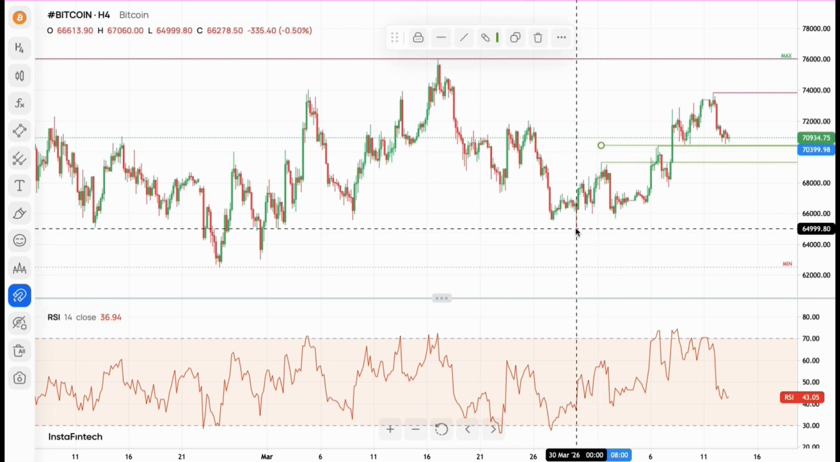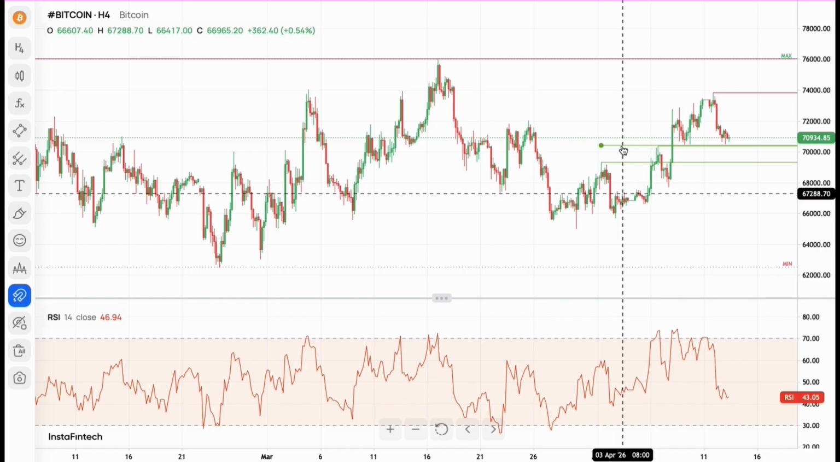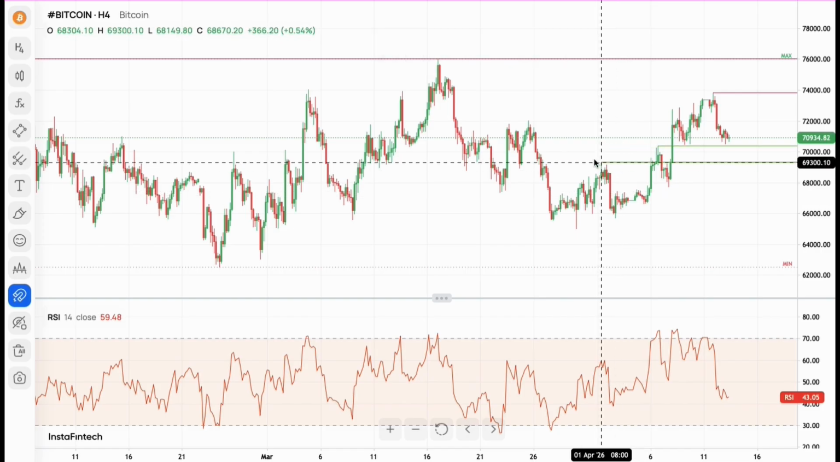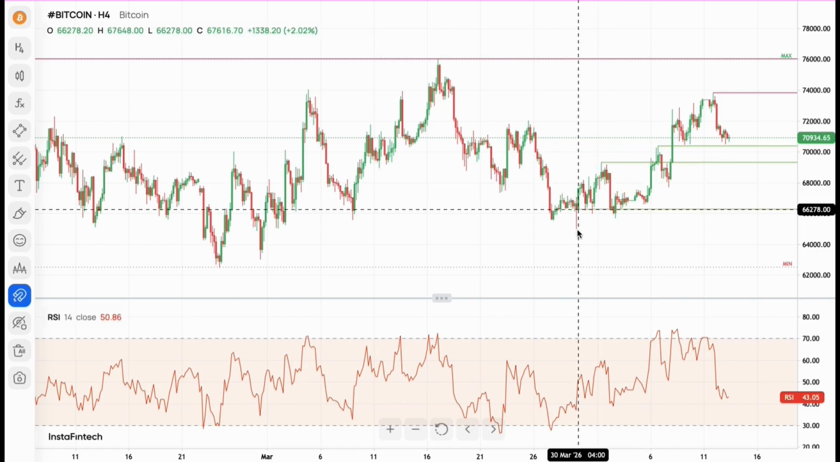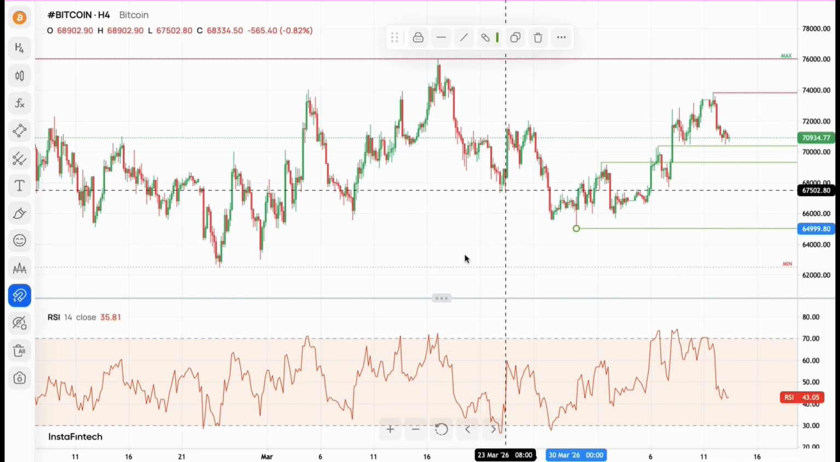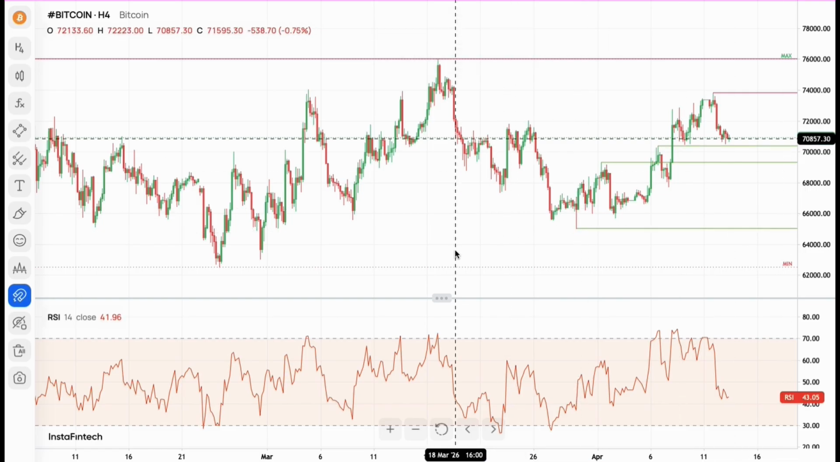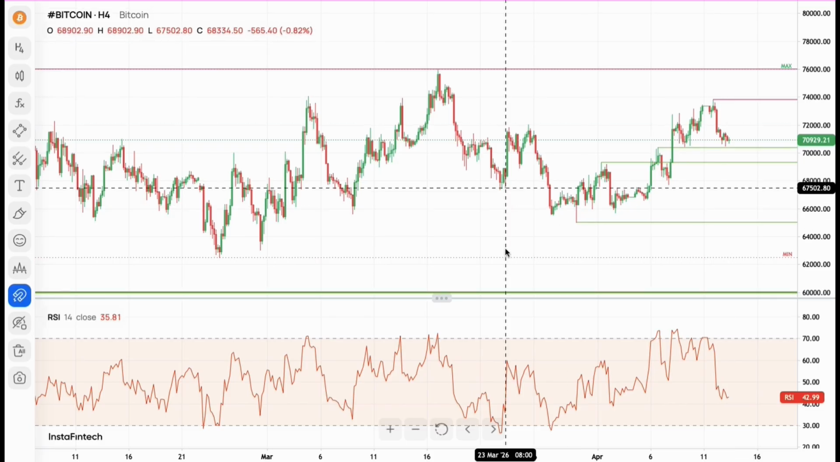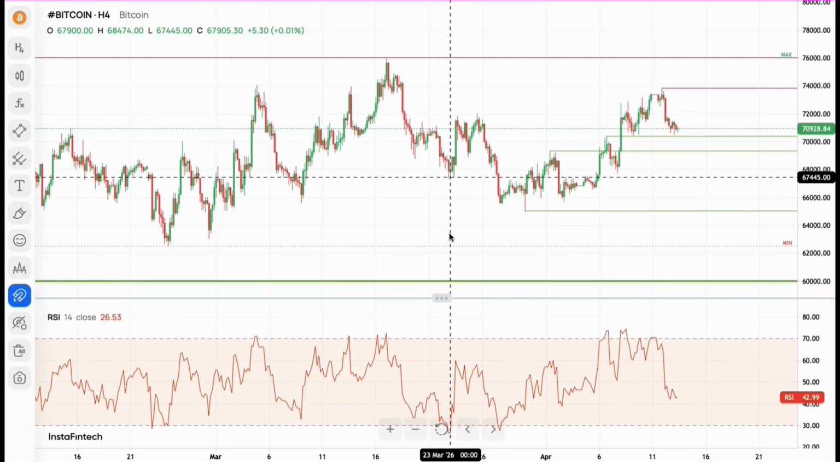Otherwise it's going to be quite interesting and quite difficult for the bulls to move higher. Let me just place this technical support. There you go, $65,000. Let me just make it like that. So this situation looks quite heavy for the Bitcoin.